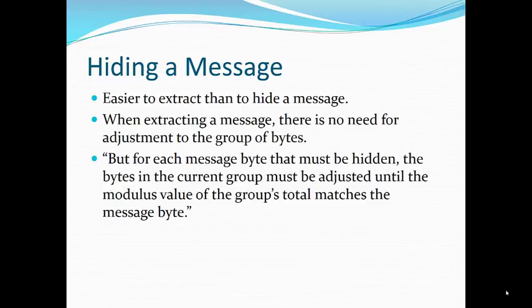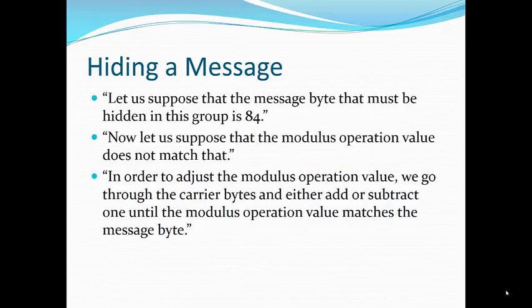When extracting a message, there's no need for adjustment to the group of bytes. But for each message byte that must be hidden, the bytes in the current group must be adjusted until the modulus value of the group's total matches the message byte. So in other words, you take the 12 or 16 or whatever, you take the carrier group, and you adjust the values of each of those by either subtracting or adding one at a time until you get the exact mod value you're looking for.